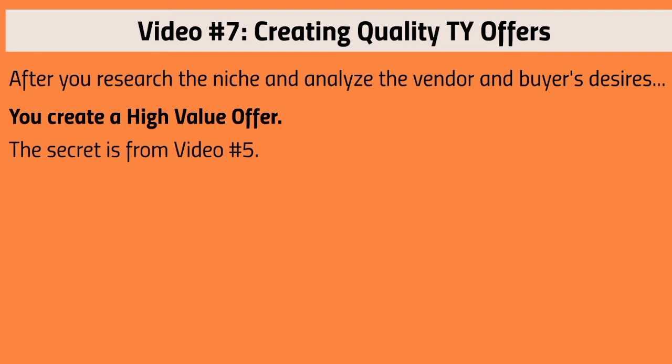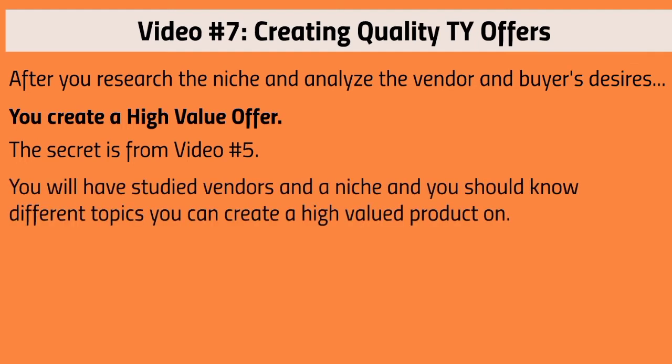So the secret is from video number 5, where we talk briefly about finding vendors to piggyback on. In doing so, we were able to study the vendors in a niche, and you should know different topics that you can create a high value product on. Remember, it's not about creating something that the vendor has already created. It's about creating something of high value that is not in direct competition, but is related in some fashion, whereas the vendor will actually say yes.